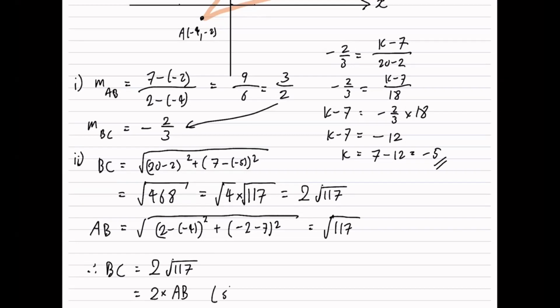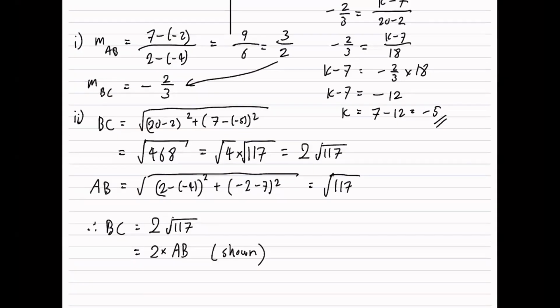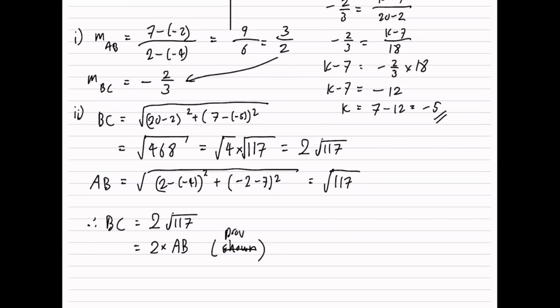Sure. Okay. Proven. Just follow the question format. Now we'll move on to part 3. This is still question 17. Part 3. Find the equation of AB and of BC.